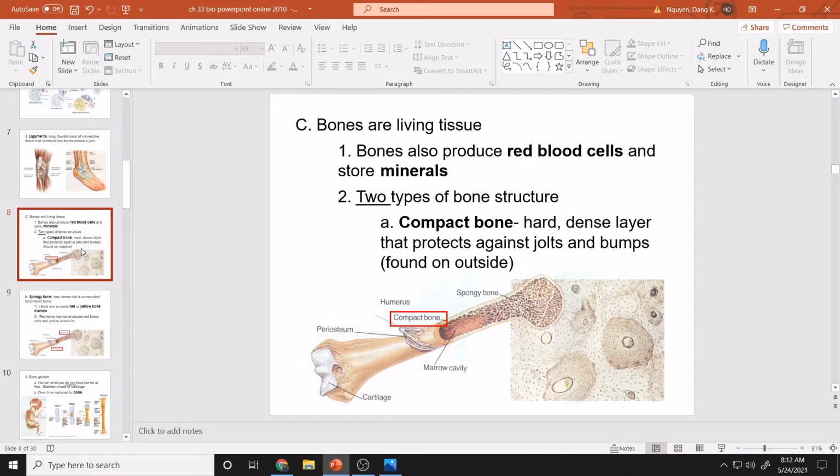Now I think it's a misconception that bones are this dry, dead material, but in a living organism like a human being, bones are living tissue, and they also produce red blood cells, and they store minerals in the bone marrow, which is tissue that's located deep inside the bone.